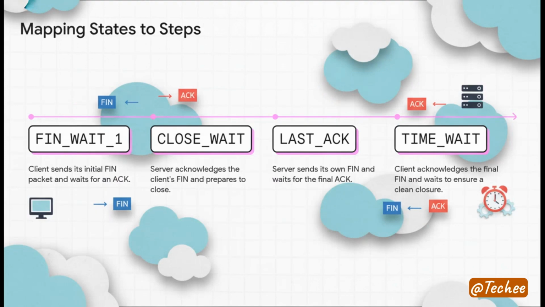And this diagram shows it perfectly. You can see how those states we talked about map directly to each step of the handshake. The client sends a FIN and goes into FIN_WAIT_1. The server acknowledges it and enters CLOSE_WAIT. When the server's done and sends its FIN, it moves to LAST_ACK. And finally, the client sends its last ACK and enters the TIME_WAIT state to wrap things up safely. See? Every step has its own state.